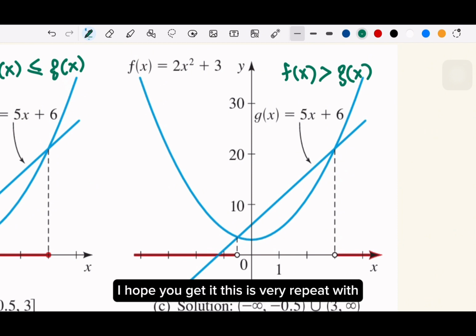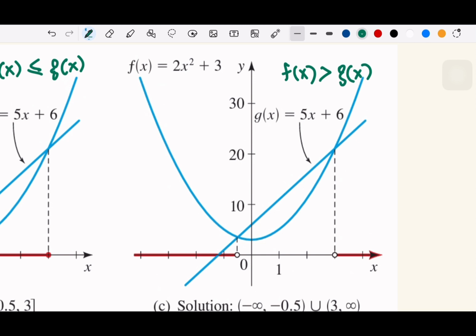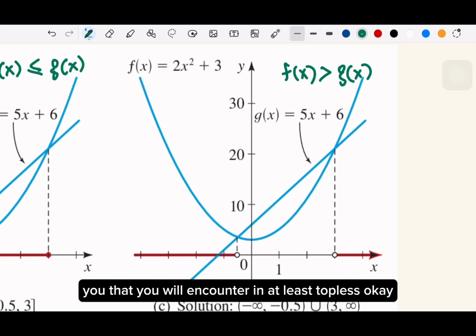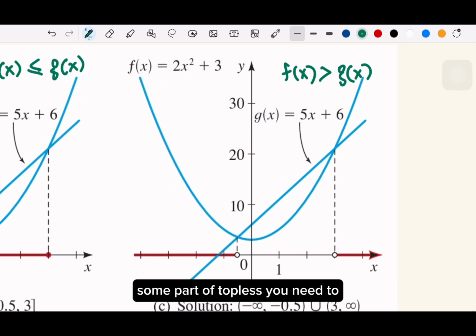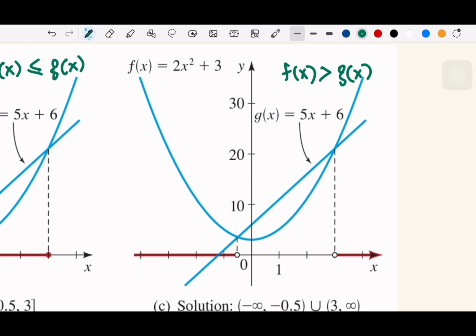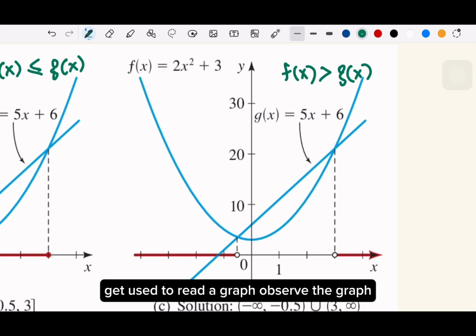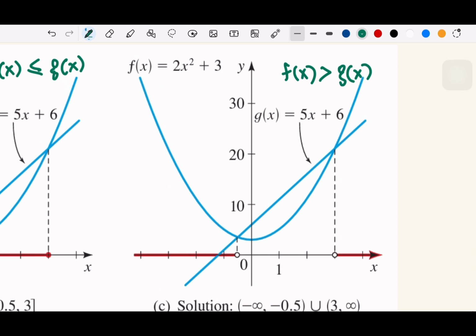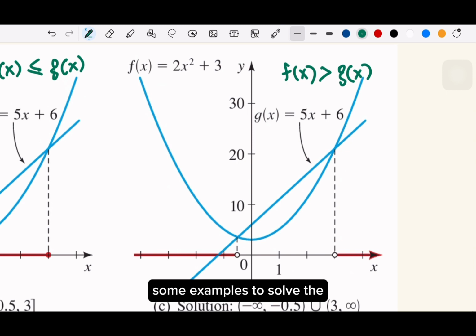Okay, I hope you get it. This is very tricky, but when you get familiar with this, it covers most of the cases that you will encounter in at least calculus. In some parts of calculus you need to get used to reading the graph, observing the graph. So that's, I think, some examples of solving inequality by using graphs.